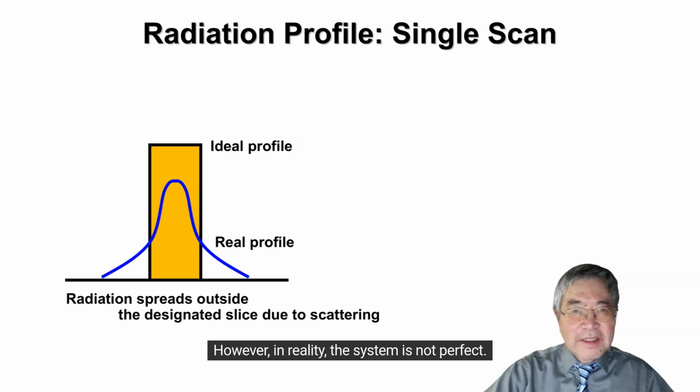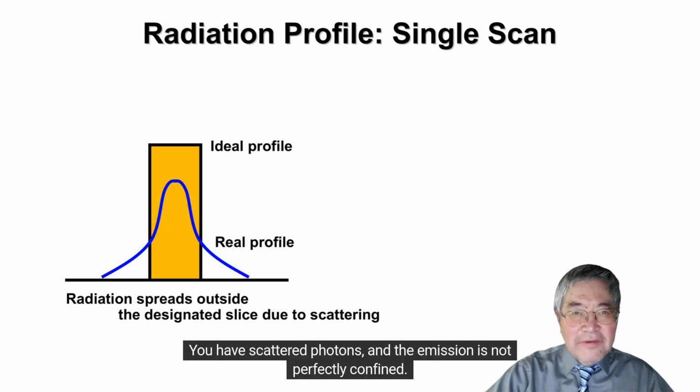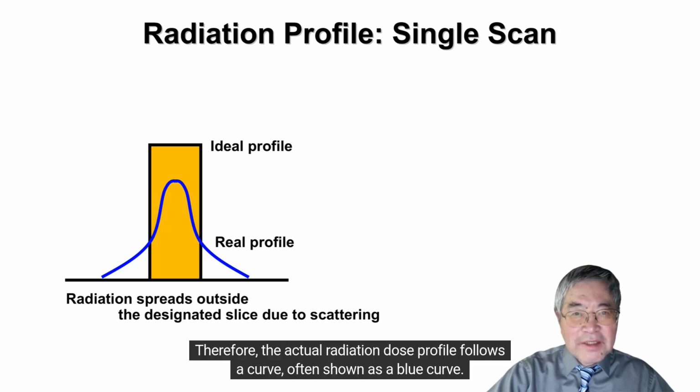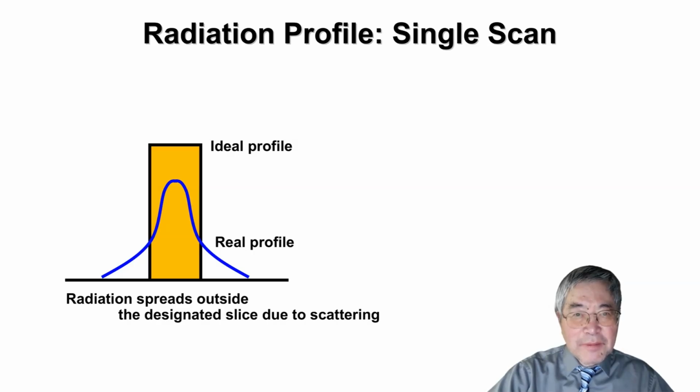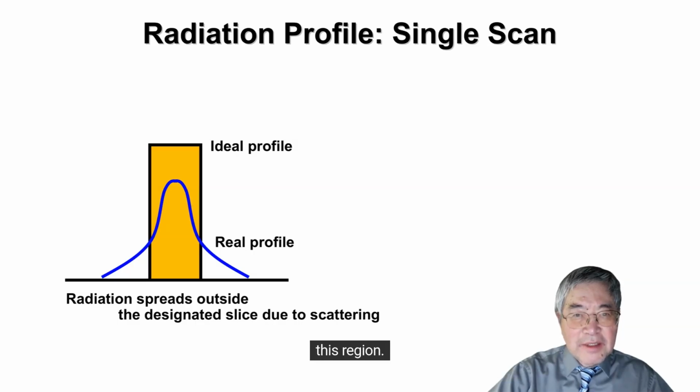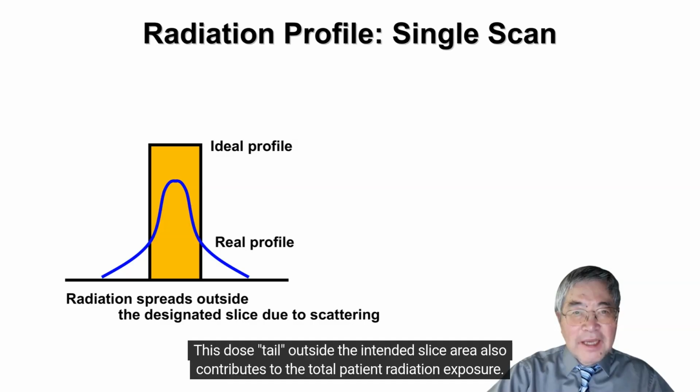However, in reality, the system is not perfect. You have scattered photons and the emission is not perfectly confined. Therefore, the actual radiation dose profile follows a curve, often shown as a blue curve. This means that even though you intend to irradiate only the slice thickness, some dose extends beyond this region. This dose tail outside the intended slice area also contributes to the total patient radiation exposure.